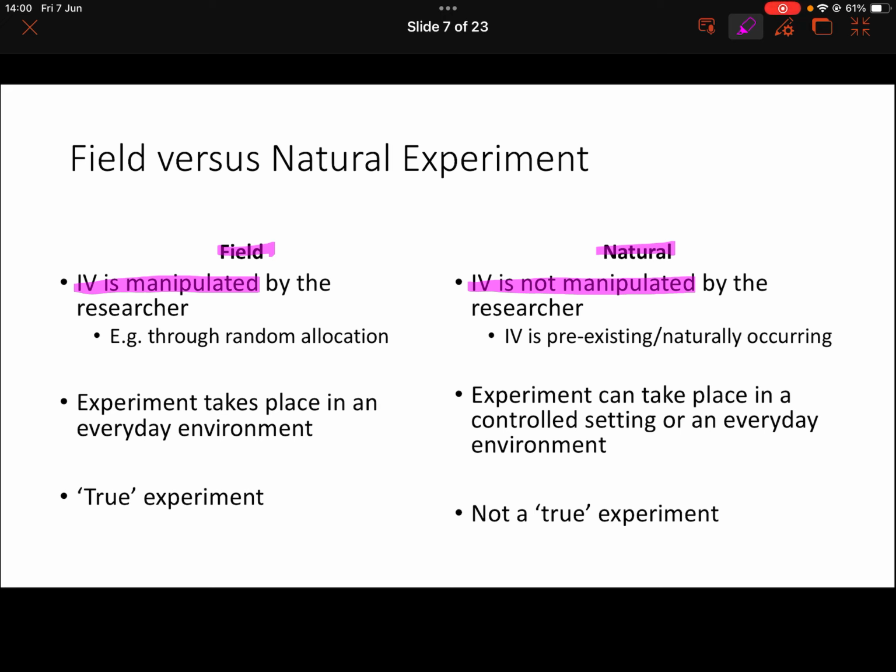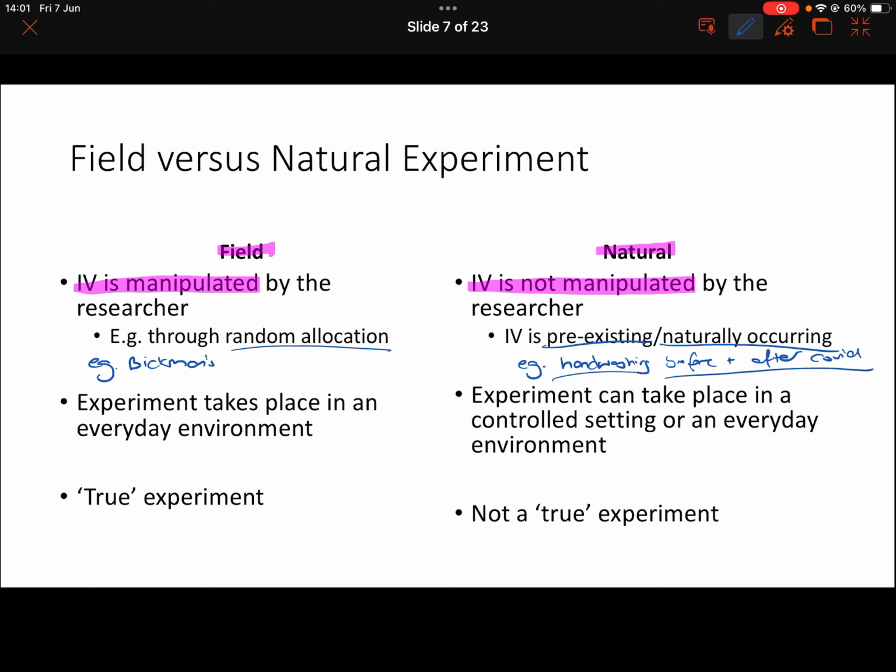So in a field experiment like Bickman's, the researcher is allocating participants to their conditions, typically through a process of random allocation. But in a natural experiment, for example, looking at the impact of hand washing before and after COVID, that IV before and after COVID hasn't been manipulated by the researcher. That event is pre-existing, that event is naturally occurring, and the researcher simply comes along and measures the DV, hand washing.